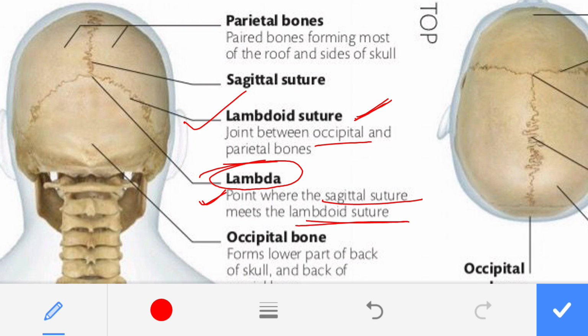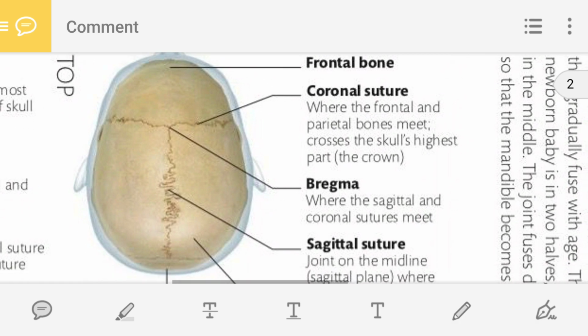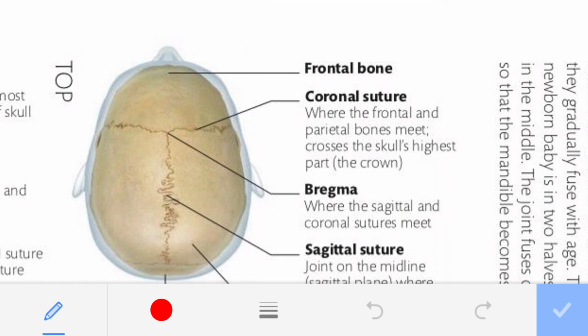So here, this point is the lambda point, where the sagittal suture and the lambdoid suture meet together. Then this one is the occipital bone. And now these names. Frontal bone. So this one is the frontal bone. Then this one is the coronal suture. Where is it present? Where the frontal and the parietal bone meet.